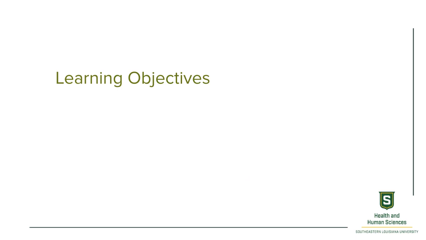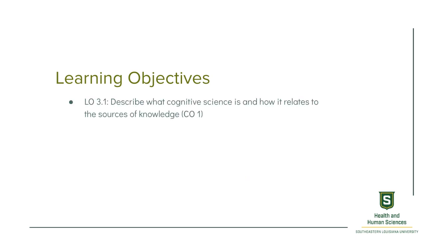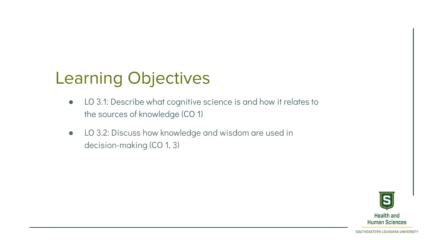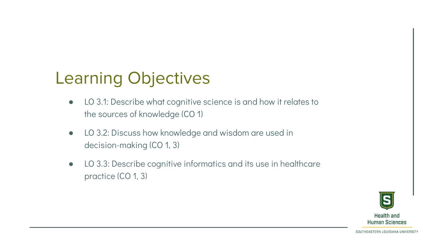Per usual, we have a couple of learning objectives. By the end of the class, you should be able to describe what cognitive science is and how it relates to the sources of knowledge. You should also be able to discuss how knowledge and wisdom are used in decision making, particularly in the healthcare profession, and then finally be able to describe cognitive informatics and its various uses in healthcare practice.